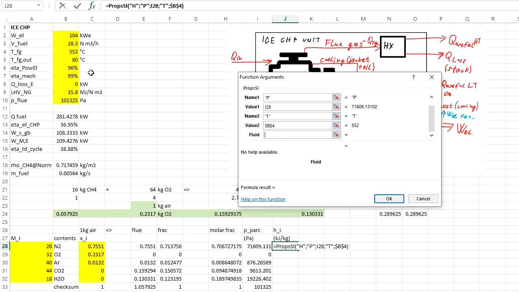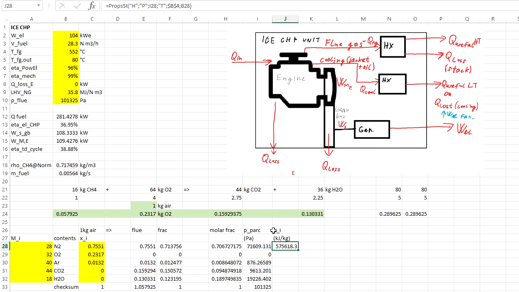We can log this, and the fluid would be the nitrogen. And let's also HI at the of the flue gas. And we wanted the enthalpy in kilojoules per kilogram, so divided by 1000. Oh, and one more thing, the temperature should have been in Kelvin, so plus 273.15.